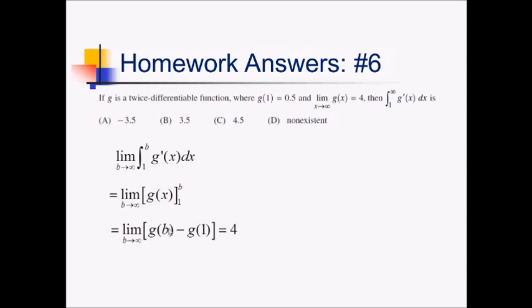And then this other one, g of 1, well, they actually gave that to us. They said g of 1 is 0.5. And we know that the limit is going to be 0.5 as well, because they said it was a twice differentiable function, which means that it's definitely continuous, which means function values and limit values, the limit as x approaches 1 of g is also going to be 0.5. So this is 4 minus 0.5 then, which is 3.5, giving us choice B.